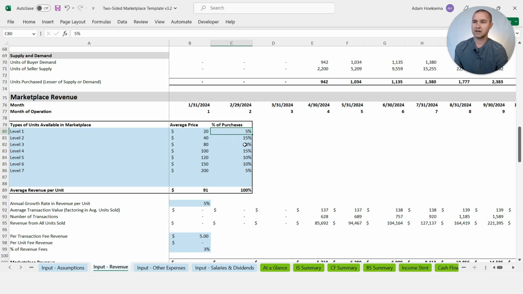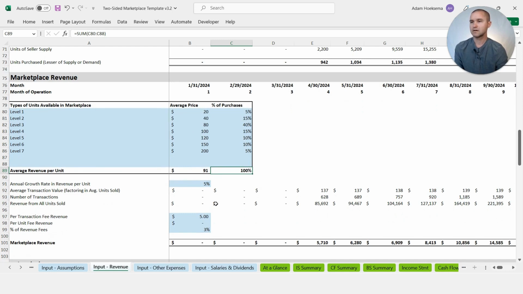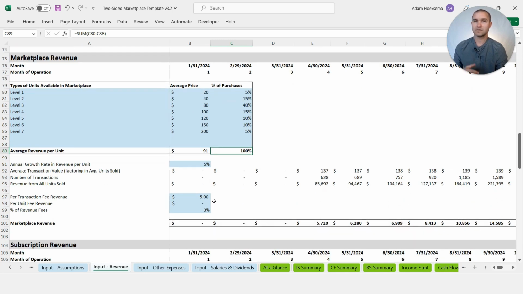So you're saying 40% of these 942 purchases are for this level 3 product, 5% for level 1, and so on. You want to make sure that these percent of purchases add up to 100%. This is going to allow us to calculate the total transaction volume on the platform. What is the total value being sold on the platform?